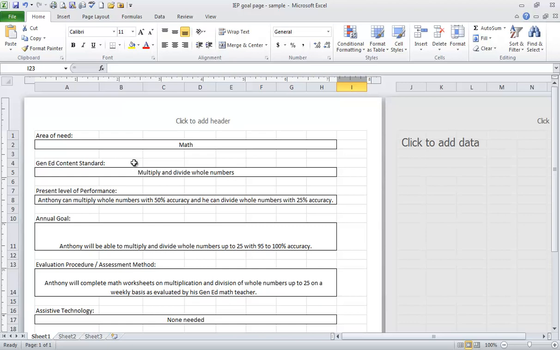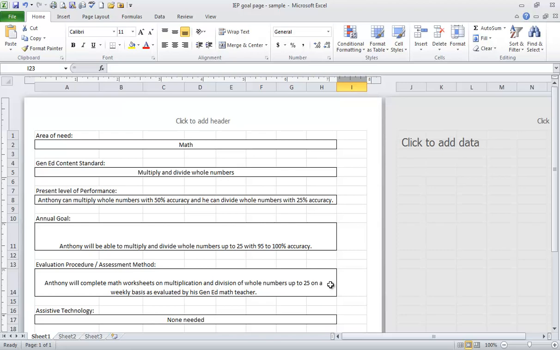It also needs to be timely, which is built in naturally with an IEP goal because we write them for a 1-year period with benchmarks that help us get there. And then the ER of SMARTER is evaluated and revised or rewarded, and those are also built into the IEP. After I know what I'm looking to do, which is why we focus on the goal first, then we discuss how we'll have measured this. And that is likely the same way that we measured Anthony already to establish his present level of performance. In this case, we'll say Anthony will complete math worksheets on multiplication and division of whole numbers up to 25 on a weekly basis as evaluated by his Gen Ed math teacher.